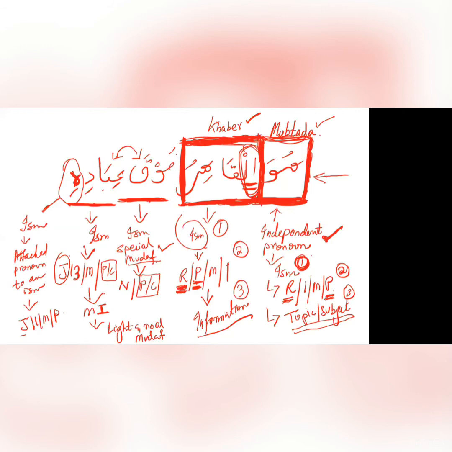It is jar, right? Remember when we did attached pronouns? If you have an attached pronoun with an ism, its status will be jar, and it will be mudaf ilayh. So this is mudaf ilayh. Now because this mudaf ilayh is proper, now we can decide that ibadi is proper, and fawqa is proper as well.